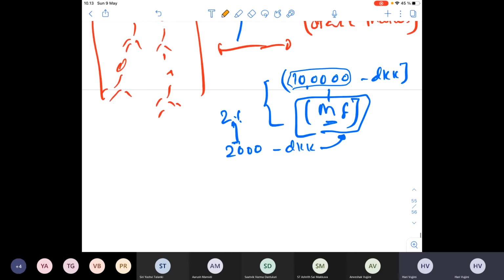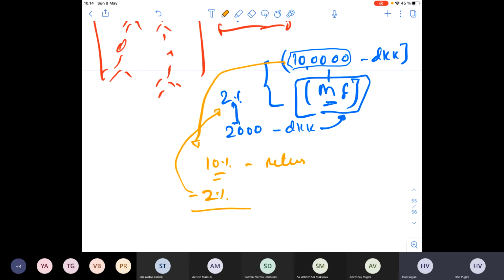So for example, with this 100,000, let's say they made a 10% return in a year. But in that 10%, how much are they eating? They're already eating 2%, right? Because you have to pay them a 2% fee. So in net, you are making only 8%. It's the same with banks, right?